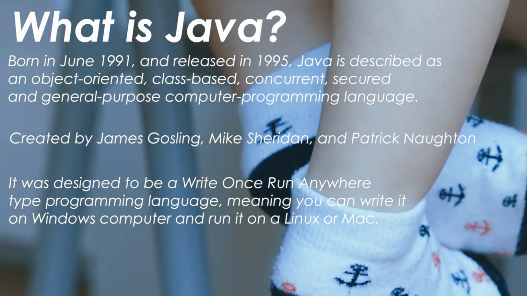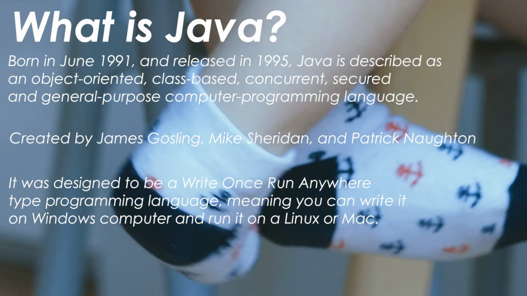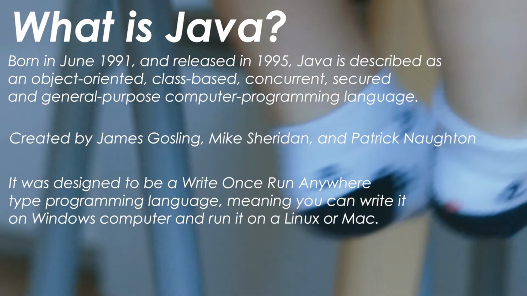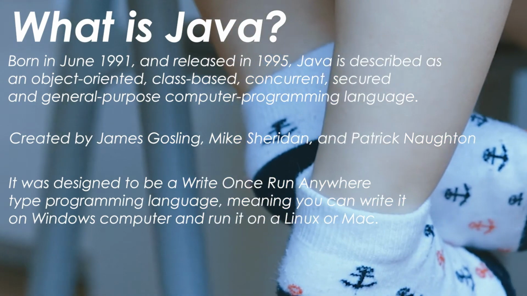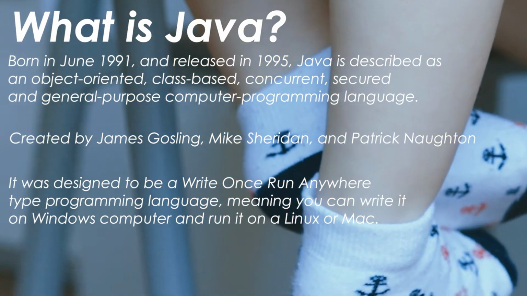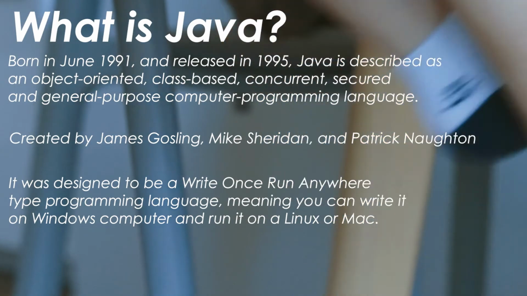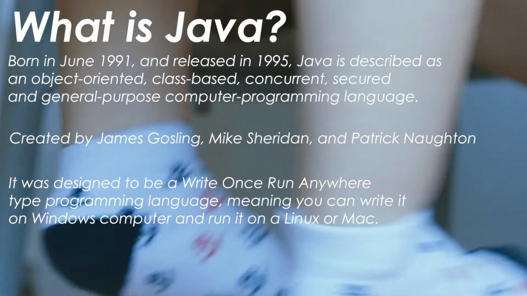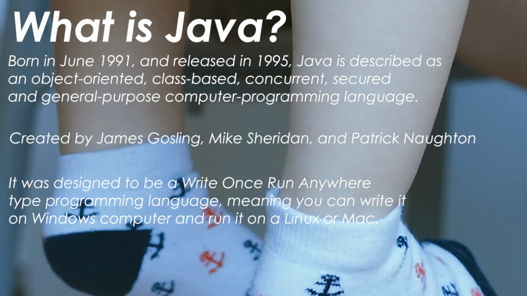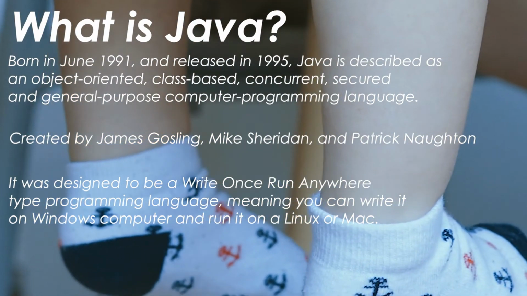But the takeaway from this slide, though, is that it was designed to be write once, run anywhere. So back in the good old days, before Java came along, when you wrote a computer program, it had to run on the same type of machine. Now that Java's around, you can write a program on Windows, let's say, and it'll run on a Linux or a Mac. It's just the bee's knees.